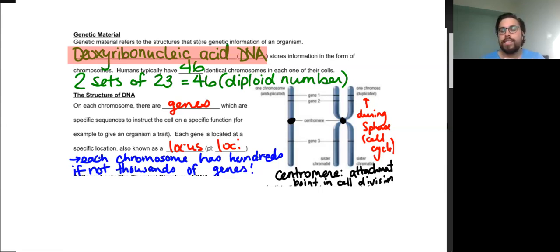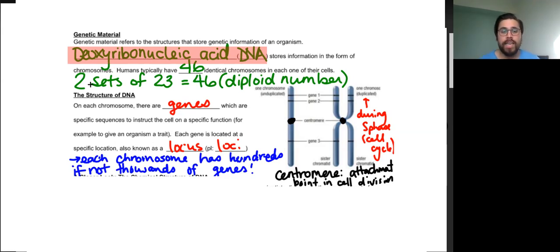Humans typically have 46 chromosomes. They are identical chromosomes within every single cell, every single skin cell, every single brain cell, every single muscle cell, stomach cell, bone cell, any cell you can think of, with the exception of your reproductive cells, has the exact same and identical DNA.